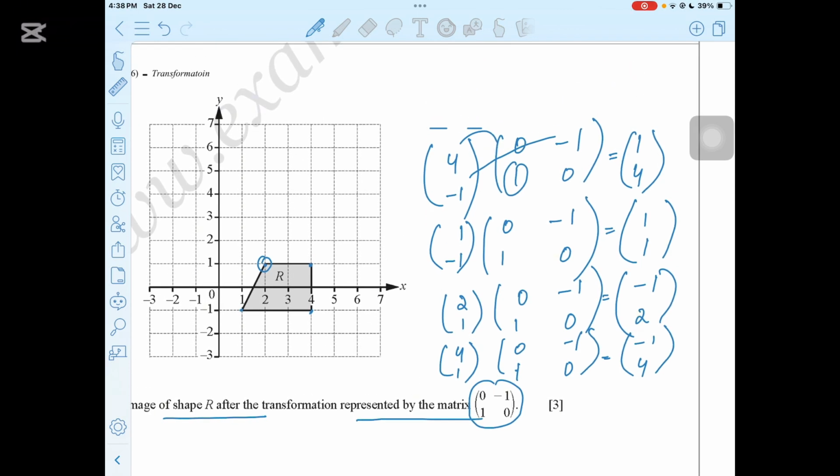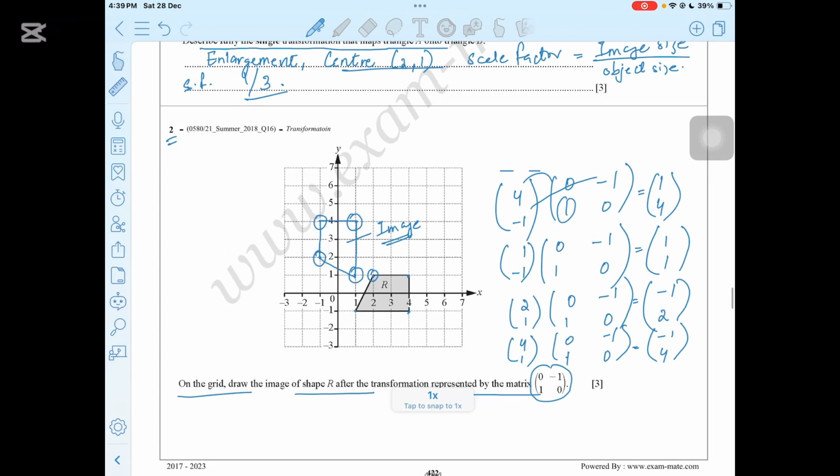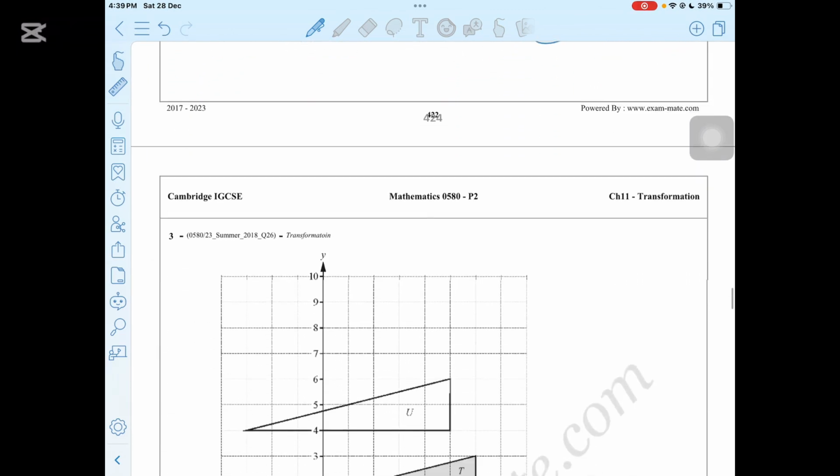Let's just plot them down. So this is 1 and 4, this would be this, 1 and 1, this would be this, and negative 1, 2 would be negative 1 and 2, this would be this, and negative 1 and 4 would be this. So let's just draw this image. This would be something like this, and then draw this here. So this is the image. We are done with the question. We aren't required any more information.